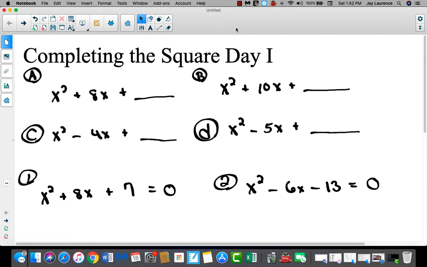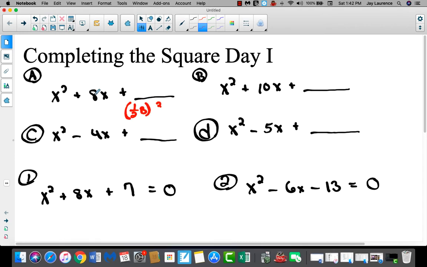So let's take a look at problem A here. A is 1, right? It's 1x squared plus 8x, plus blank. I need to know what number to put there so that this will be a perfect square trinomial. It's really easy to find. I'm going to take half of b, and then I'm going to square it. So what's half of 8? It's 4, and 4 squared is 16. And now x squared plus 8x plus 16 is a perfect square trinomial.